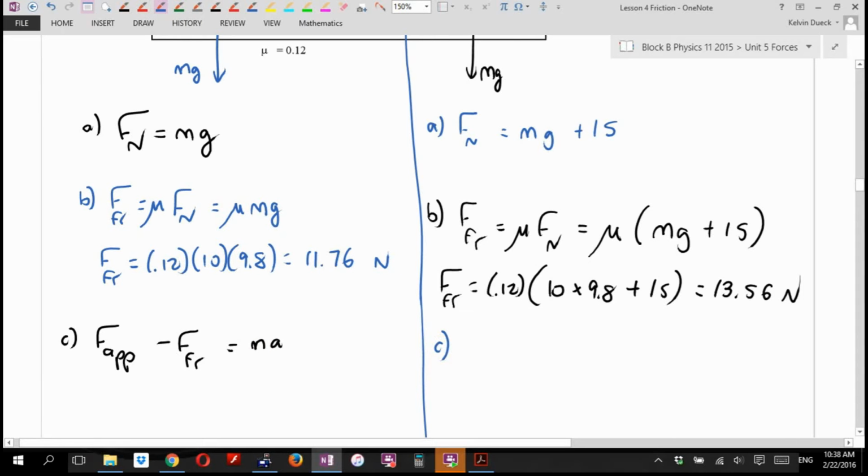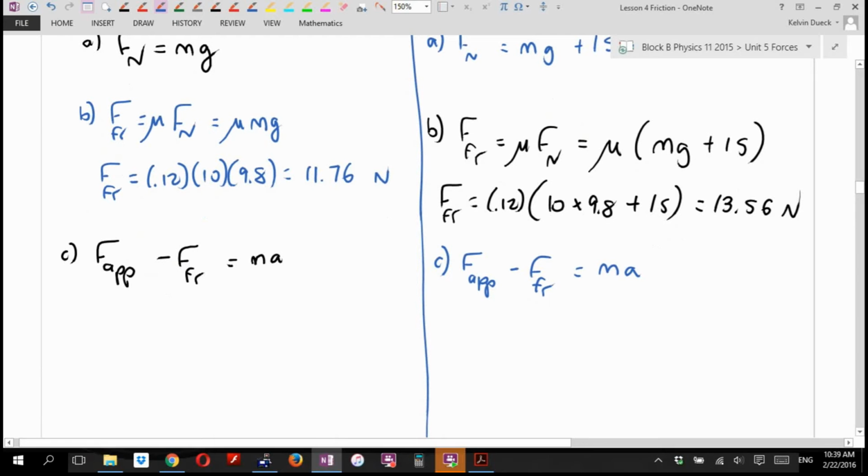Ethan, can you give me the horizontal force equation for yours? Who's winning? Who's losing? What does that always equal? It's the same equation as Derek. The difference is your friction is going to be different because the normal force was different. Is that okay? The applied minus friction equals MA.